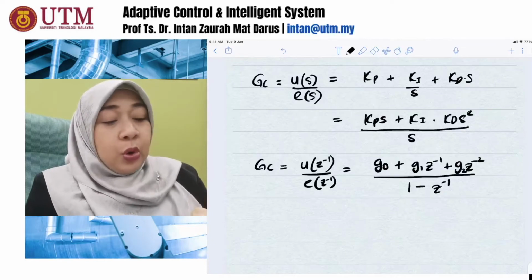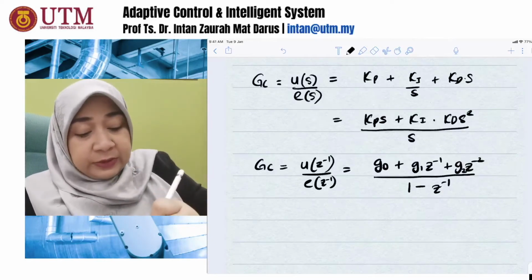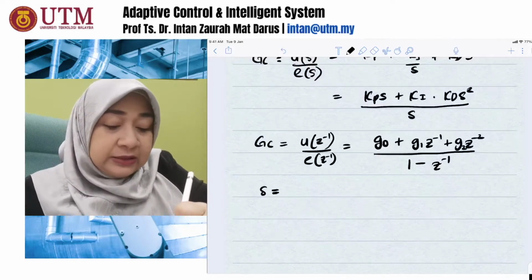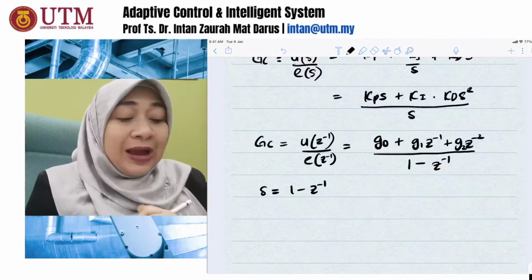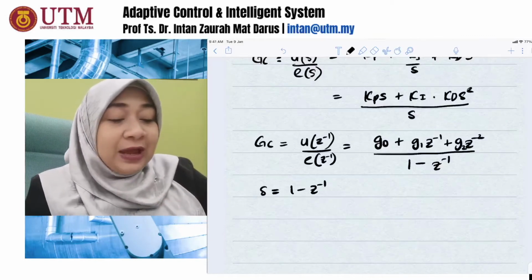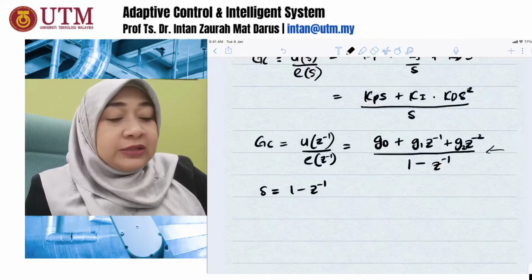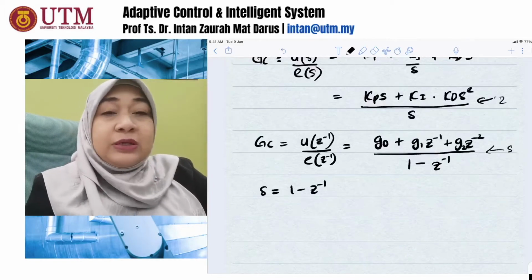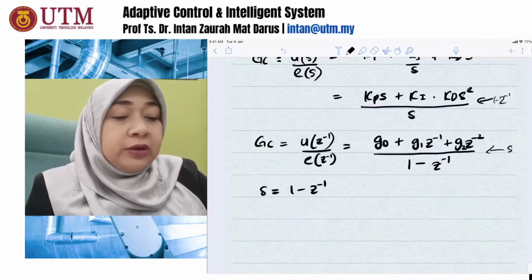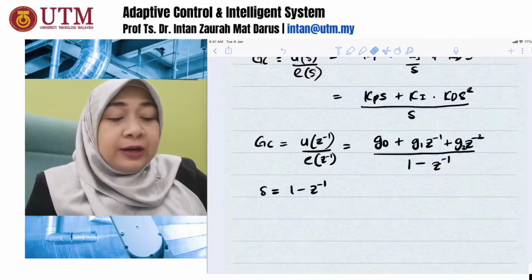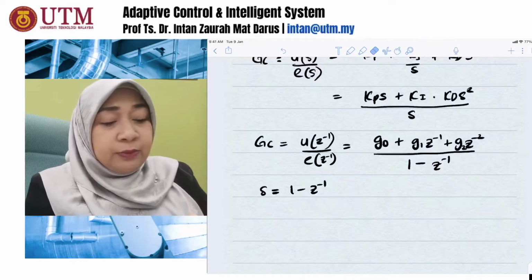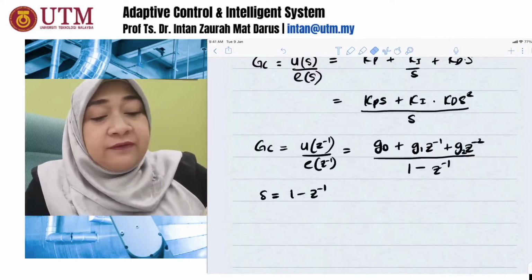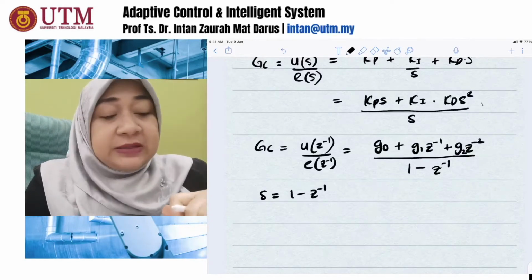So what I'm going to do then, I'm going to use substitution. I'm going to use the approximation of S is equivalent to 1 minus z minus 1. Either I substitute the value of S in this equation, or I can substitute the 1 minus z minus 1 into this equation. So either or, it's up to you which one you want to do. In this case, maybe I'm going to do it by substituting it into this value, KPS and all.